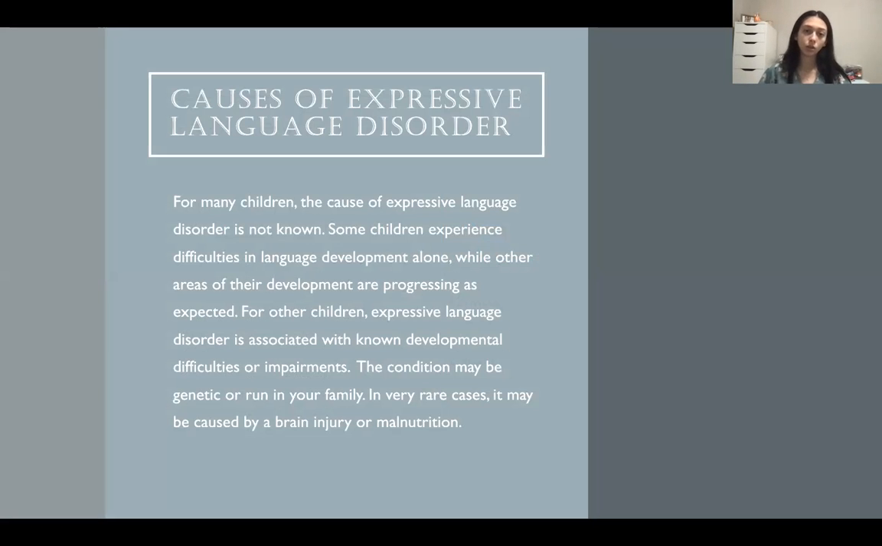The cause. So we are going to talk about the cause of expressive language disorder. For many children, the cause is not known. Some children experience difficulty in language development alone, while others are progressing as expected in their other areas of development. For other children, expressive language disorder is associated with known developmental difficulties and impairments. The condition may be genetic or run in the family. In very rare cases, it can be a brain injury. I haven't read much about brain injury or malnutrition, which can be a cause for expressive language disorder, but very rarely.